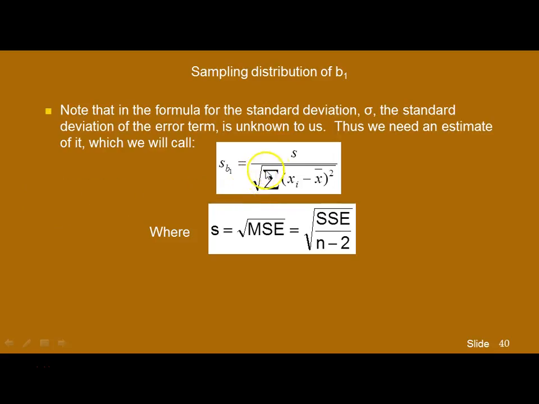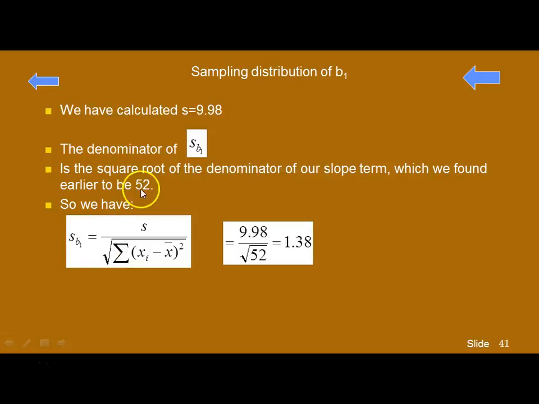The denominator here might look a little familiar to you. The square root of the sum of (x minus x bar) squared is actually the square root of the denominator of the slope term. And we'll take a look at that in a moment. Now we already have S. We calculated that from our grades and hours of study example to be 9.98. And as I was just pointing out, the denominator of SB1, this term, should look a little familiar to you.